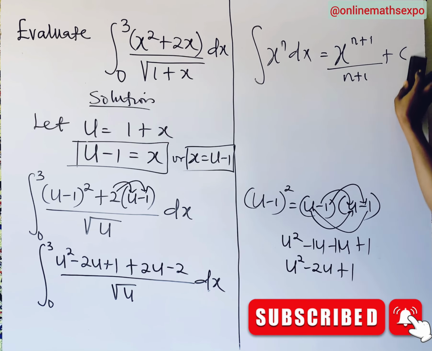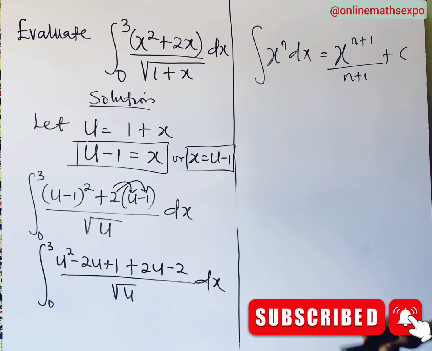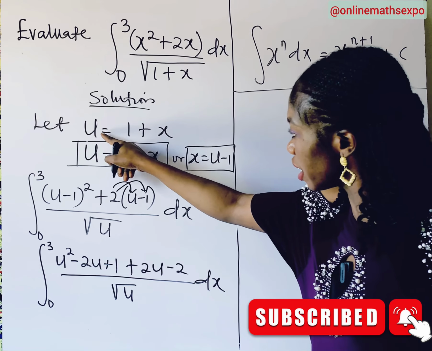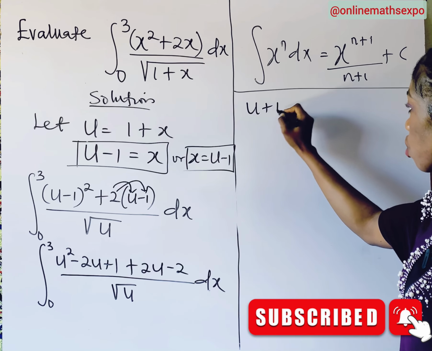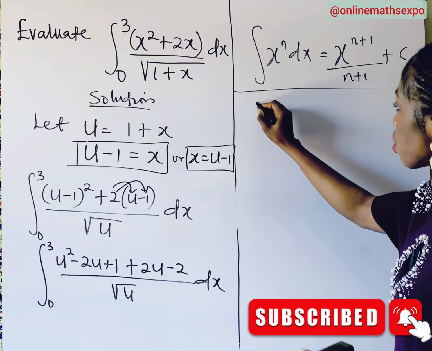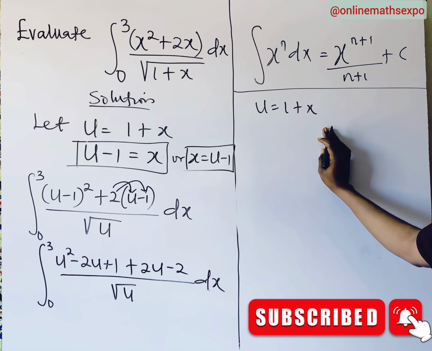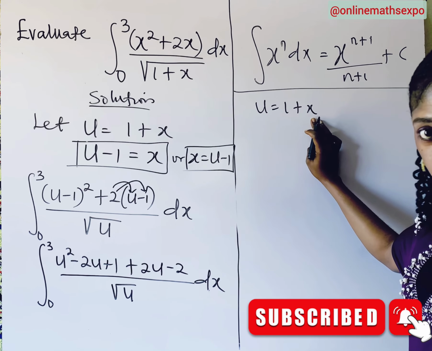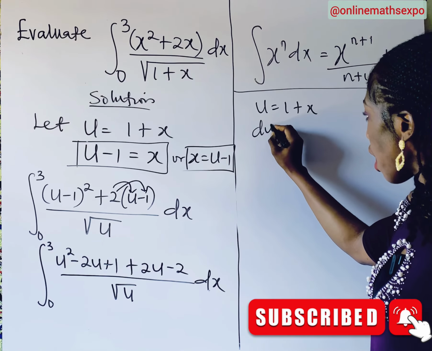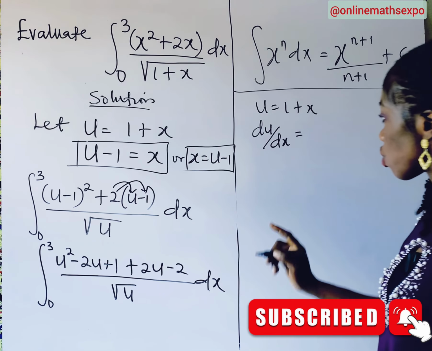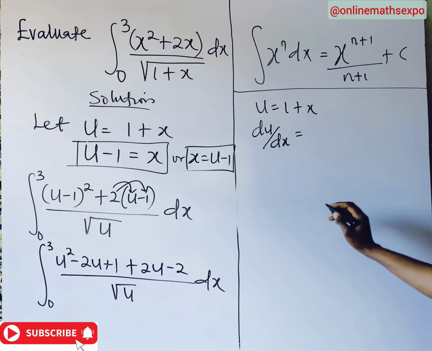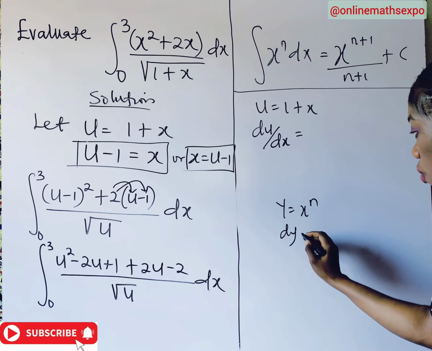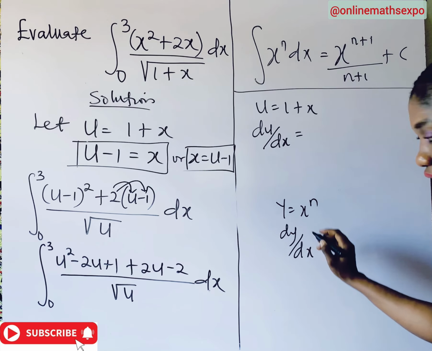To replace this, remember we have already said that u is equal to 1 plus x. Now what we do is, if we differentiate this u, we are differentiating it with respect to x. So we are going to have du dx equal to, remember your rule of differentiation, if you have y is equal to x to the power of n, to differentiate it, we say dy dx.